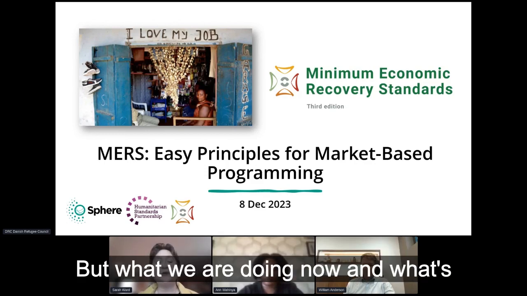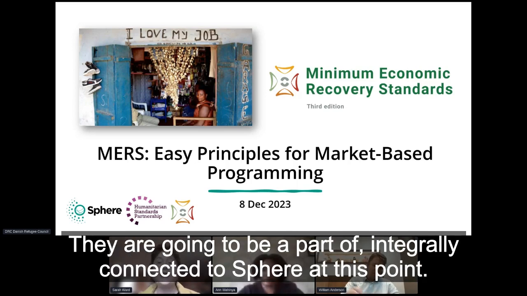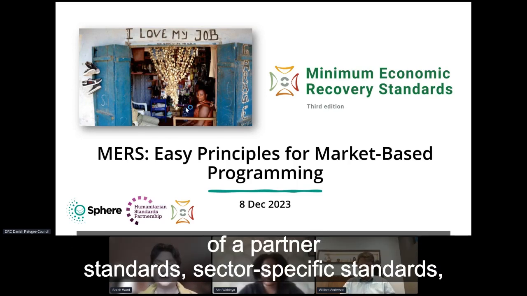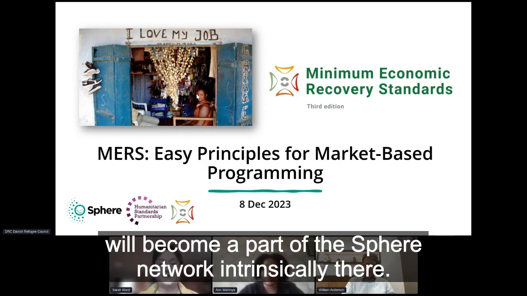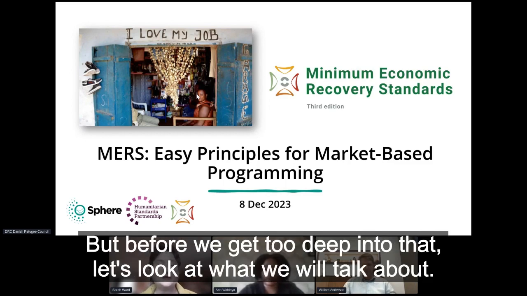But what we are doing now, and what's changing and shifting in that relationship, is the MERS are going to be homed. They are going to be a part of, integrally connected to Sphere at this point. So this will be the first time one of the partner standards, a sector-specific standard, will become a part of the Sphere network intrinsically. And we'll talk a little bit more about that during the session. But before we get too deep into that, let's look at what we will talk about.